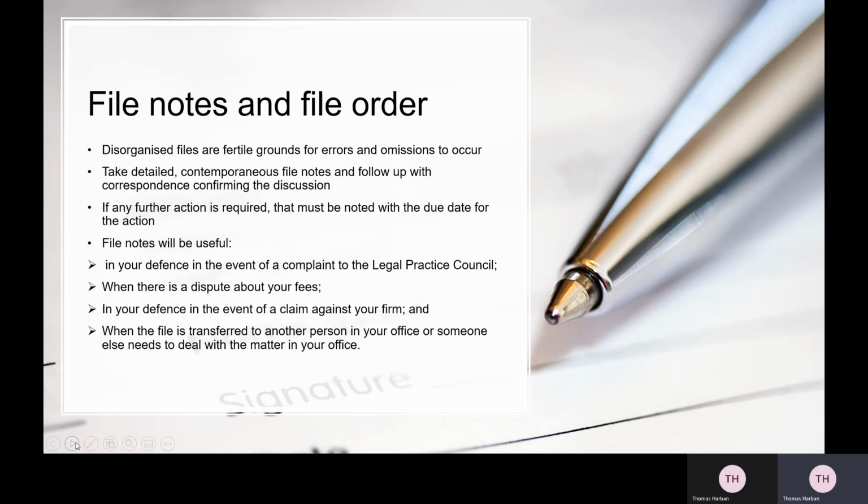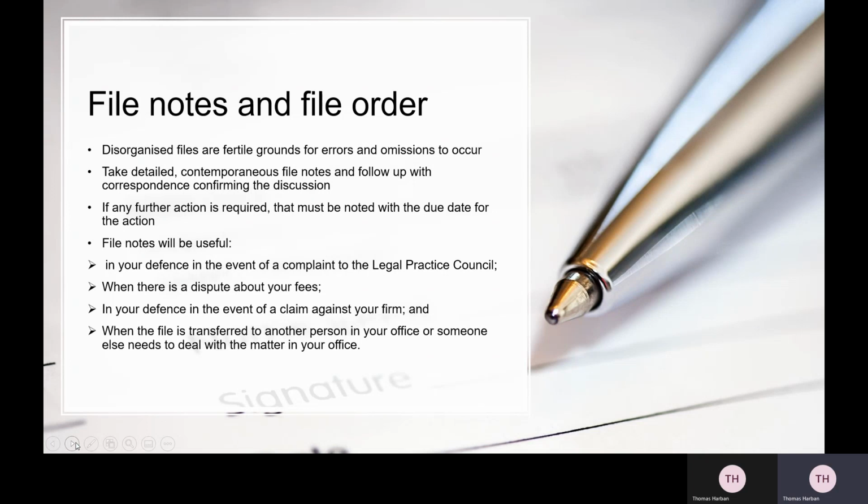The file notes that were in the file had been manufactured after the fact in order to support a version he was trying to convince his client was true. That is fraud. Needless to say, that practitioner was then left to face the music on his own.